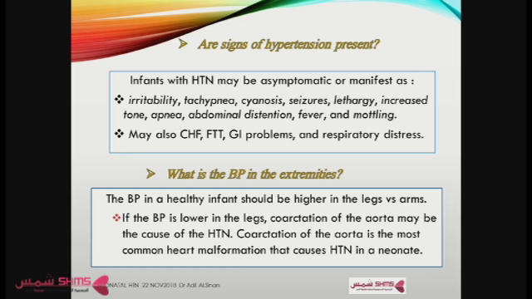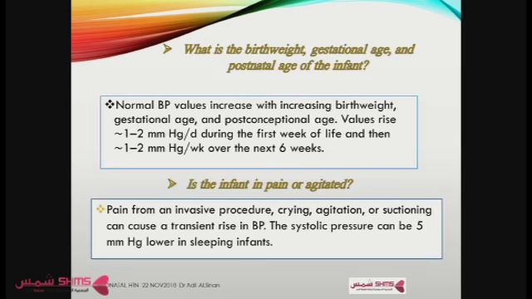Mottling, fever, and abdominal distension are non-specific and difficult to accept without evidence, but may also include congestive heart failure, failure to thrive, GI problems, and respiratory distress. Blood pressure in the extremities, of course, as we all know, is higher in the legs than in the arms. If it is lower in the legs, that raises the issue of coarctation of the aorta, one of the most common heart malformations that causes hypertension in neonates.